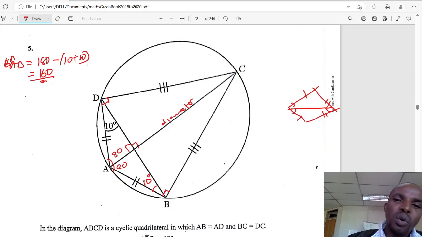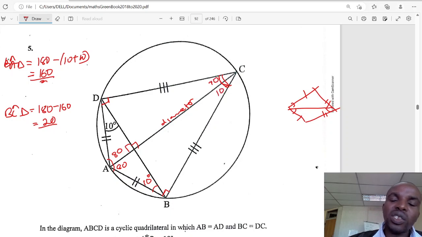Then you can also say opposite angles of a cyclic quadrilateral add up to 180. So you can say this angle, 160, and this angle add up to 180. So to get angle BCD, BCD is 180 minus 160, which is 20. So this angle is 20. Which means this one is 10. This one is also 10. I'm sure you can get that part, right? So it's 10 and 10.